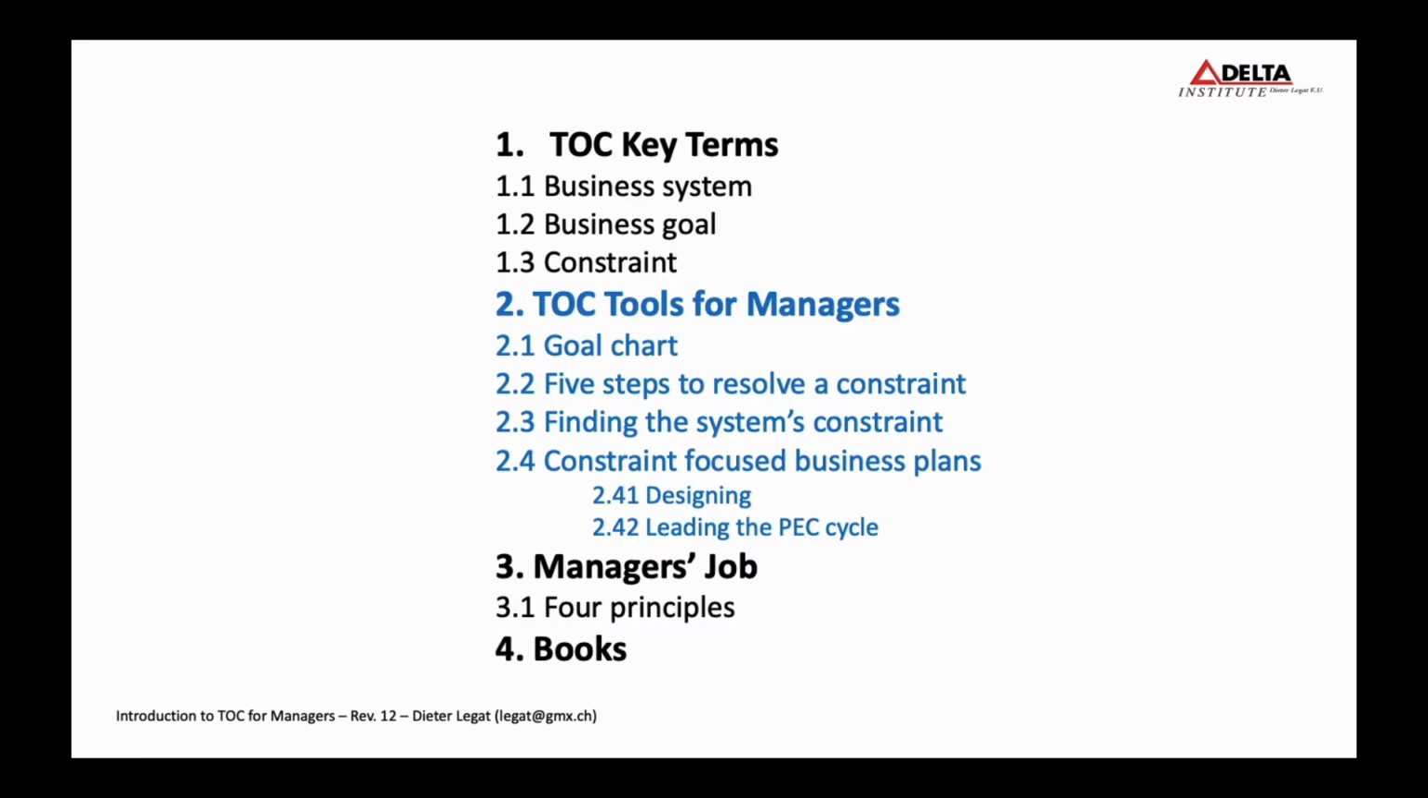This was part one, getting clarity on three key terms for constraint-focused management. Viewing our business as a system and not as an org chart. Having a clear goal for that system, contribution margin or throughput. Understanding a constraint as something that hinders us to reach the goal, and a causal tree throughout our business system. Now let us look at tools for managers to cope with constraints in their business.